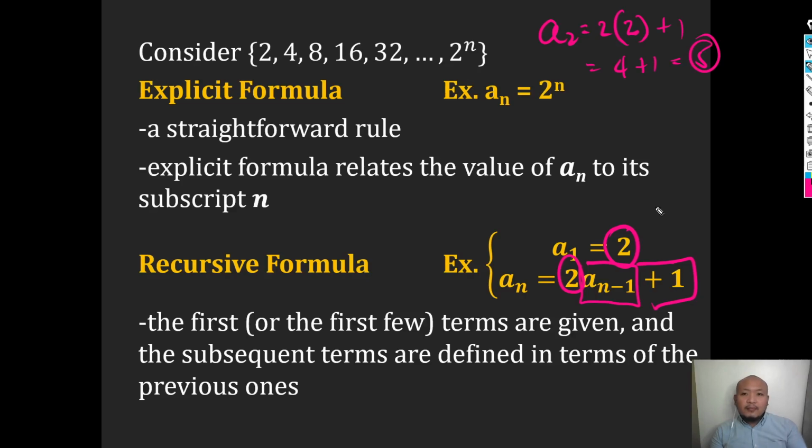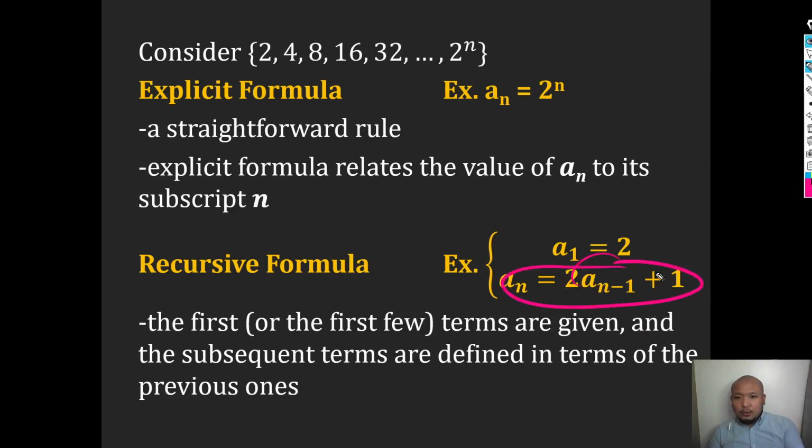Ibig sabihin, pinaliliwanag ng recursive formula that to get each succeeding term, kukunin mo yung previous term. Sabi dito ha, sa second line dito, kukunin mo yung previous term, you double that, and then you add 1 at the end. Ganun nagbe-behave etong particular formula na ito. That's what a recursive formula is. Hindi siya masyadong straightforward katulad nitong explicit formula.